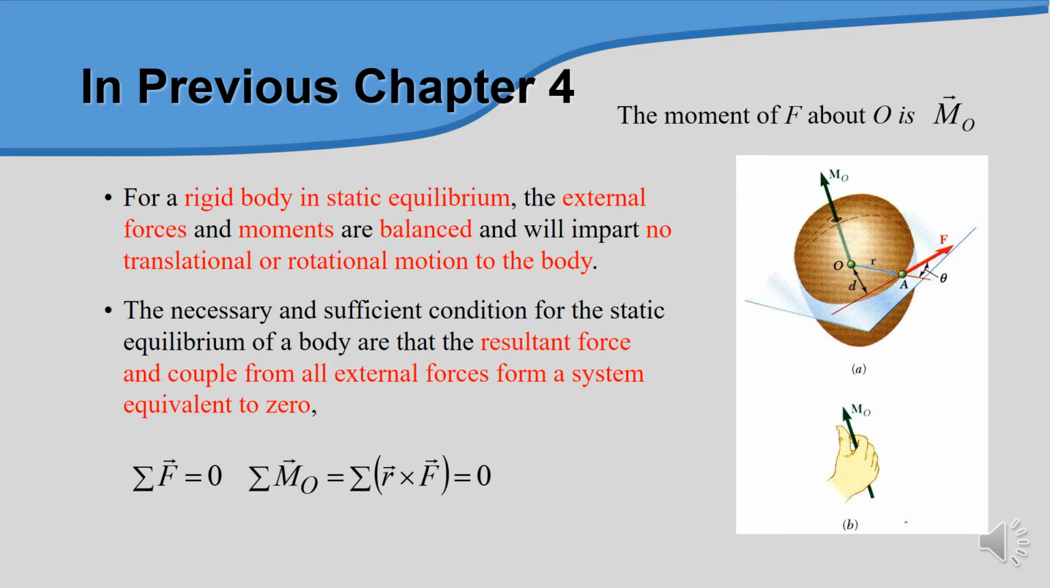Okay, in this chapter, you will need information from the previous chapter 4. Two pieces of information we need to apply from chapter 4. Number one is that the resultant force is equal to 0. And the second one is that the couple, which is the moment at a certain point, is equal to 0.